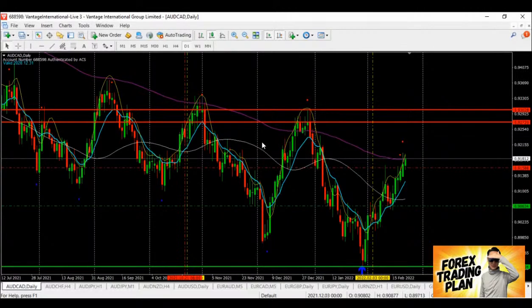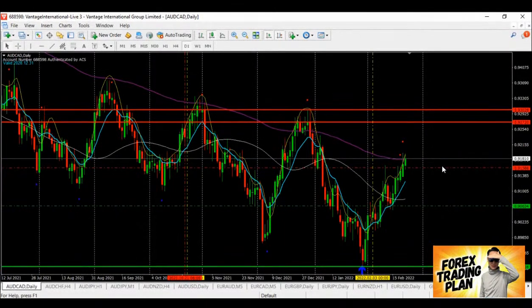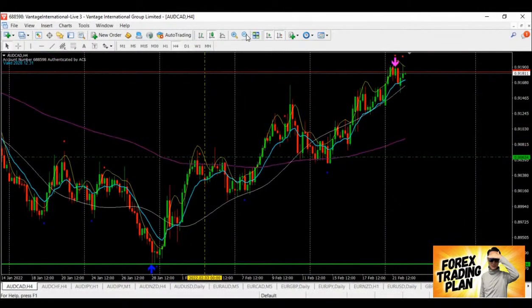Aussie CAD, I think it's pretty obvious that we are going into the bull market. This is in the bull market right now, so tentatively good for buying and not for selling. Where are we looking at to sell, or where's the time to buy? Let's take a look.